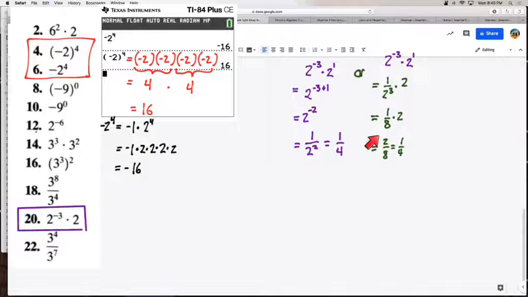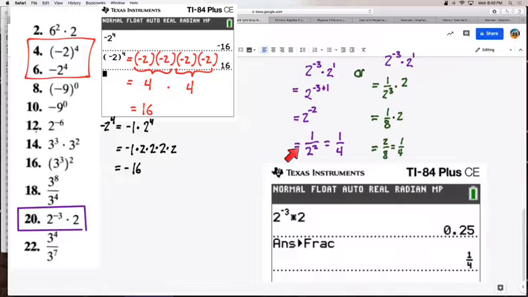So without using any of the properties of exponents except for a negative exponent, I can actually show the same result as if I use my shortcut. Of course, I use a calculator to verify that I'm not doing anything ridiculous. 2 to the -3 times 2 equals 0.25, which, if you didn't know, is equal to 1/4.